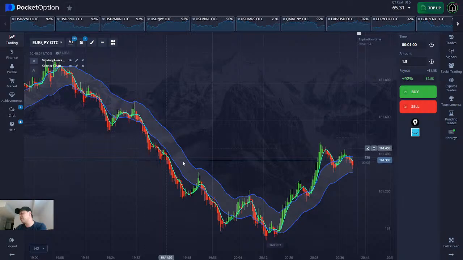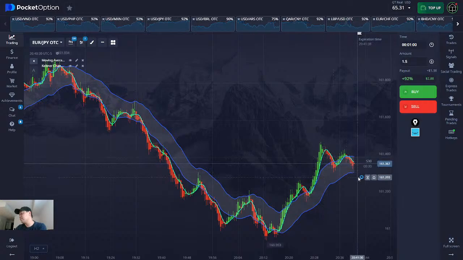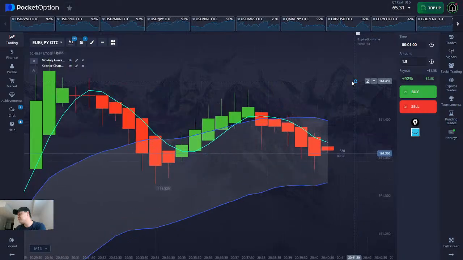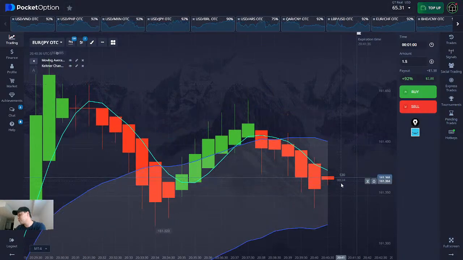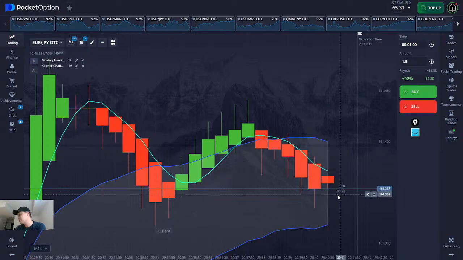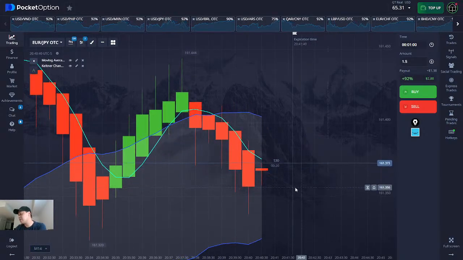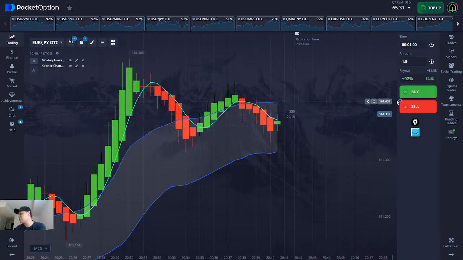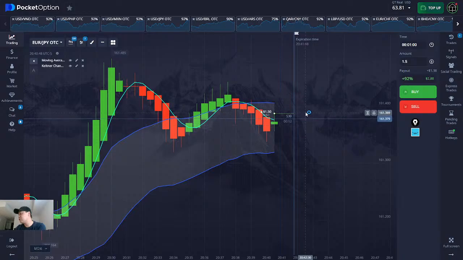It's trying to reverse. This is nice. Yeah, let's see. I want to see some strength, some buy action coming. Okay, I mean, just wait for a minute.